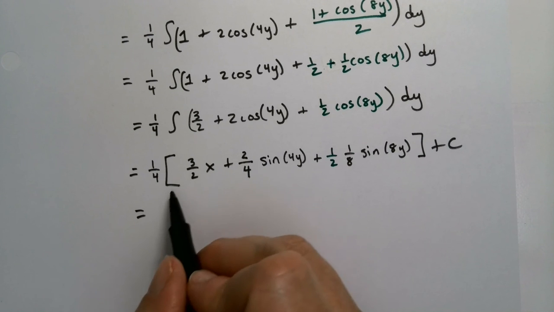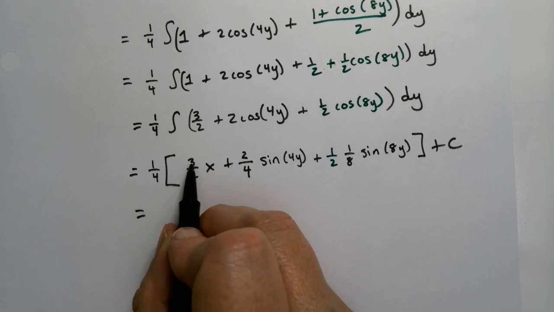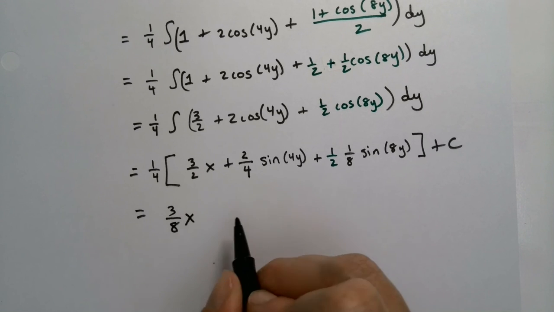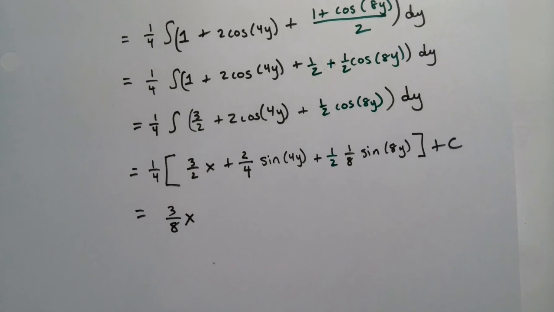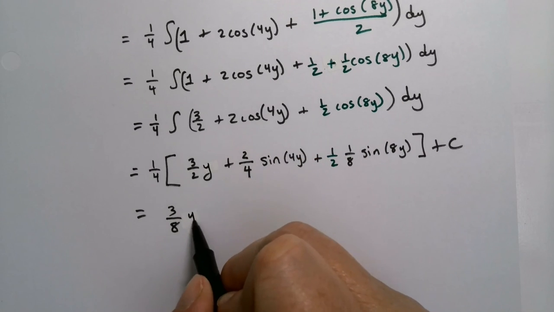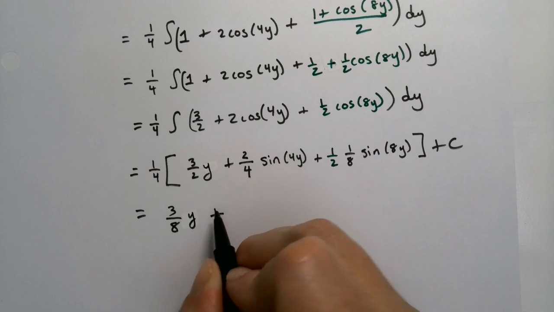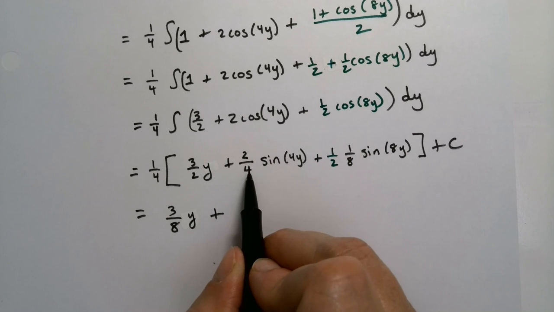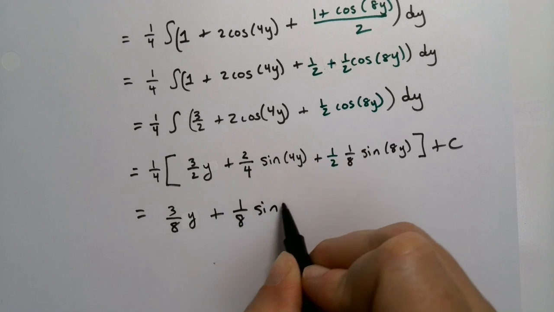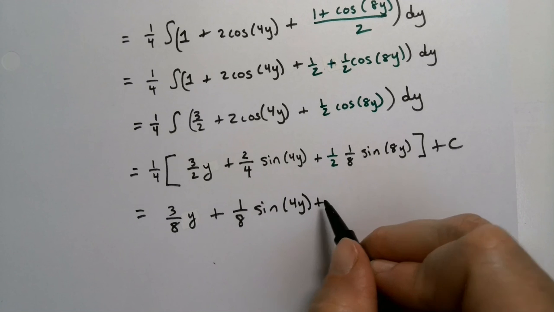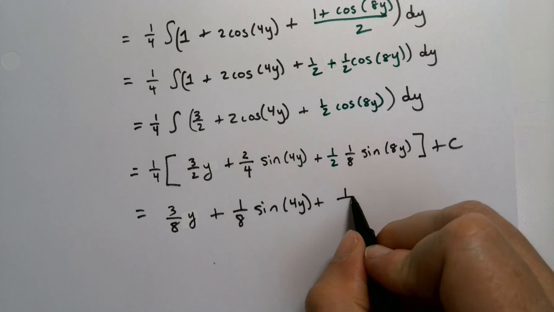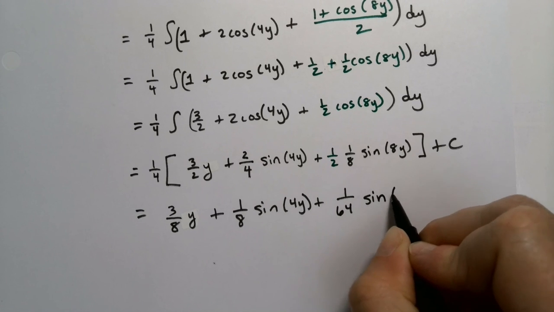All right, so let's distribute a little bit. Let's combine and simplify. 3 halves times 1/4 is 3 over 8. So we have 3 over 8 x. Oh, is this all y? Did I just switch to... Oops. It was y. Sorry. That's y. There we go. 3/8 y plus 2 goes into 4, a half, right? So it's 2 into 16 if you want to think of it that way. So it's 1/8 sine of 4y plus, and then 8 times 2 times 4 is 8 times 8, which is 64. So it's 1 over 64 sine of 8y.